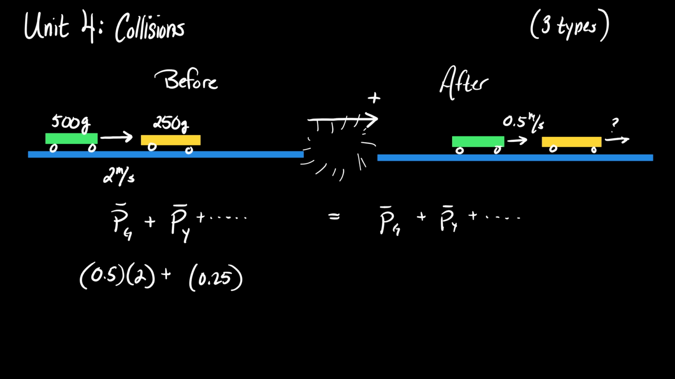That's a mass of 0.25 kilograms, but it was at rest before the collision, so its velocity is 0. Well, that has to equal the mass of the green car and its new velocity plus the mass of the yellow car and its new velocity.